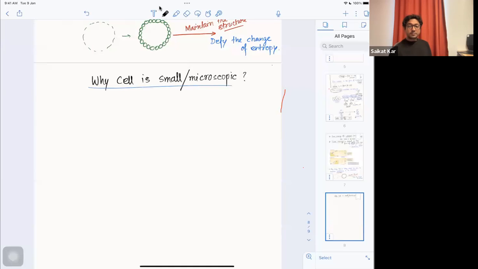What is the need of a multicellular organism? It can be a big organism, but the whole organism is a single cell. Why can something like this not happen?